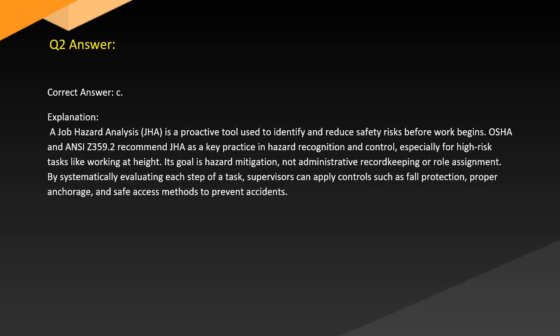Answer. Correct answer: C. Explanation. A job hazard analysis (JHA) is a proactive tool used to identify and reduce safety risks before work begins. OSHA and ANSI Z359.2 recommend JHA as a key practice in hazard recognition and control, especially for high-risk tasks like working at height. Its goal is hazard mitigation, not administrative record-keeping or role assignment. By systematically evaluating each step of a task, supervisors can apply controls such as fall protection, proper anchorage, and safe access methods to prevent accidents.